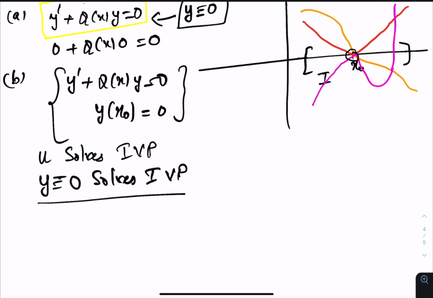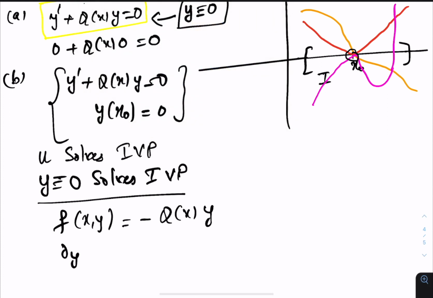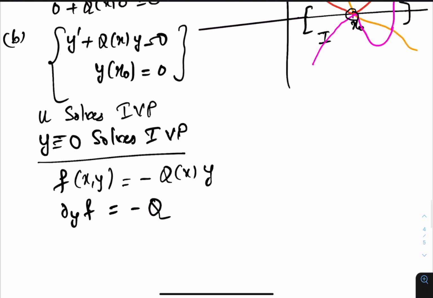But Picard's theorem talks about existence and uniqueness, so let's verify the hypothesis of Picard's theorem. In this case, what is your f? Your f(x,y) is minus q(x) y for the linear homogeneous case. So what is the y derivative of f? It is precisely minus q, and q is given to be continuous, and f is also continuous. And there is no issue in the domain I.